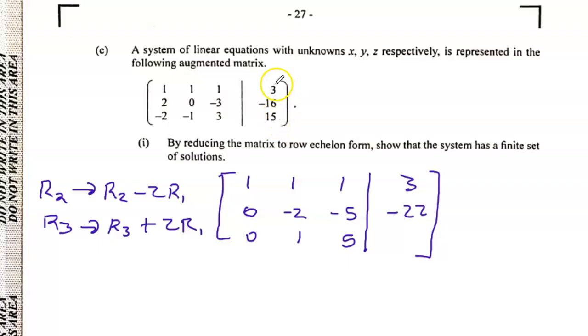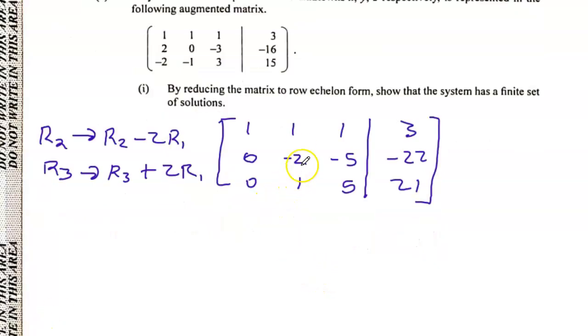15 plus 2 times 3, so 15 plus 6, that's 21. Now if we look carefully, we can get a 0. The second row, we want another 0 in the second row. So we can multiply row 3 by 2 and add it to row 2. So we can change row 2 by allowing row 2 to become row 2 plus 2 row 3.